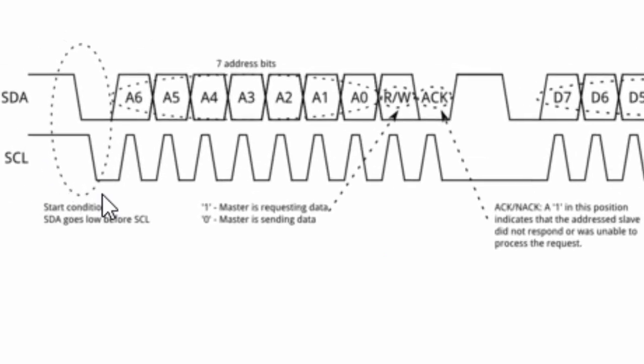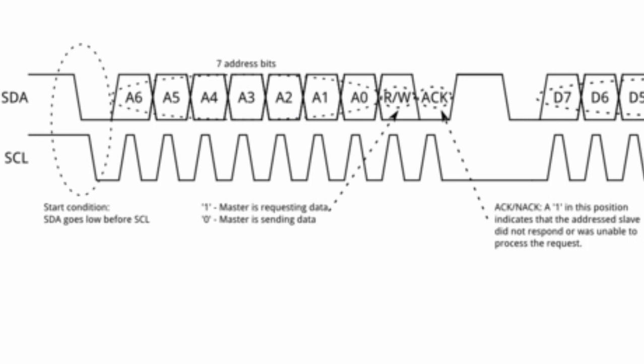The master device first sends the start bit, which is going to be a logical 0. Then it's going to send the 7-bit address, or 10-bit address, of the selected device. And finally the bit which determines the data direction. If it sends a 1, then the master is requesting data; it's basically the master reading from the slave. And if it sends a 0, then the master is sending data to the slave.